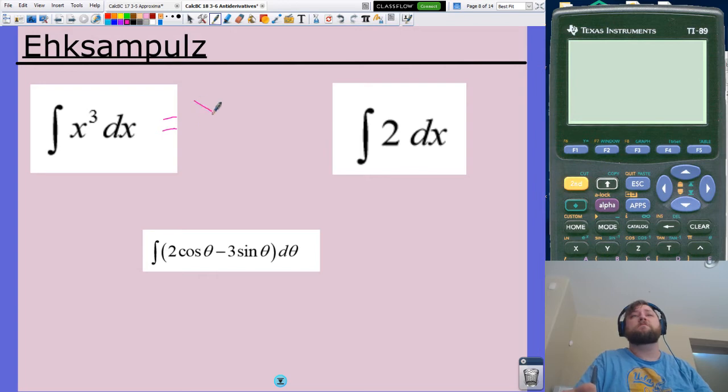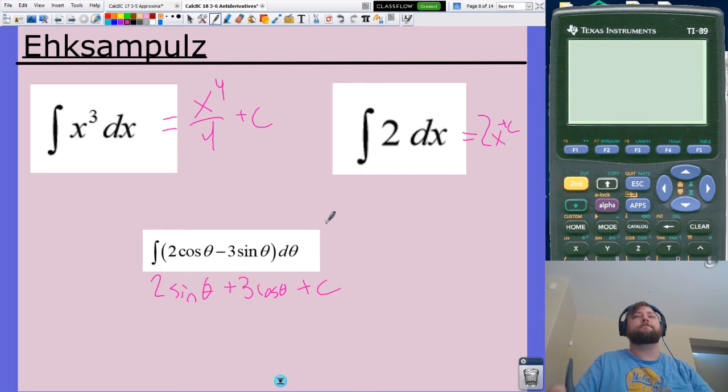Do more. That's x to the 4th over 4 plus c. This is 2x plus c. And then the integral of both of these separately, of cosine, would be 2 times sine of theta minus 3 times cosine of theta, or plus, because you have to flip the sign on this one, plus c. There you go.